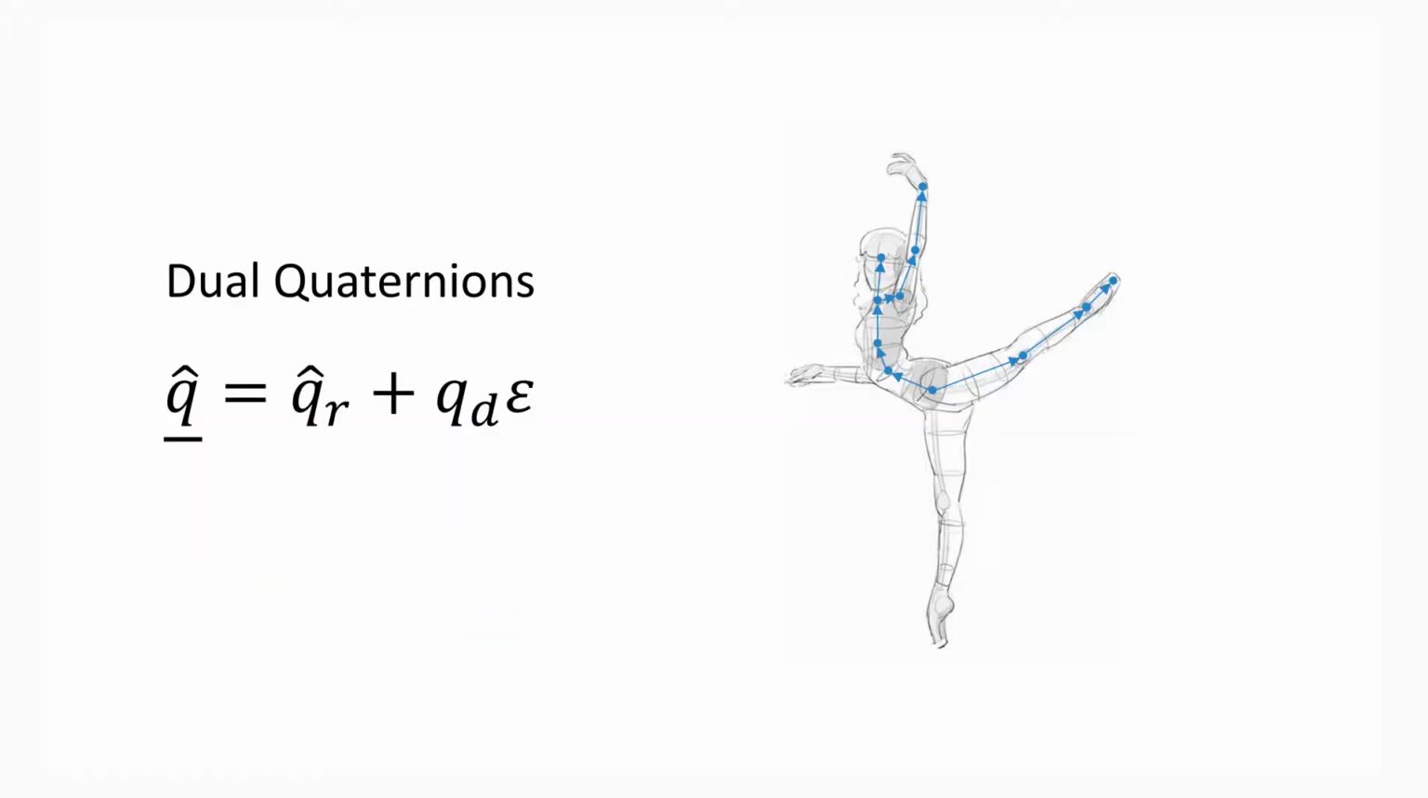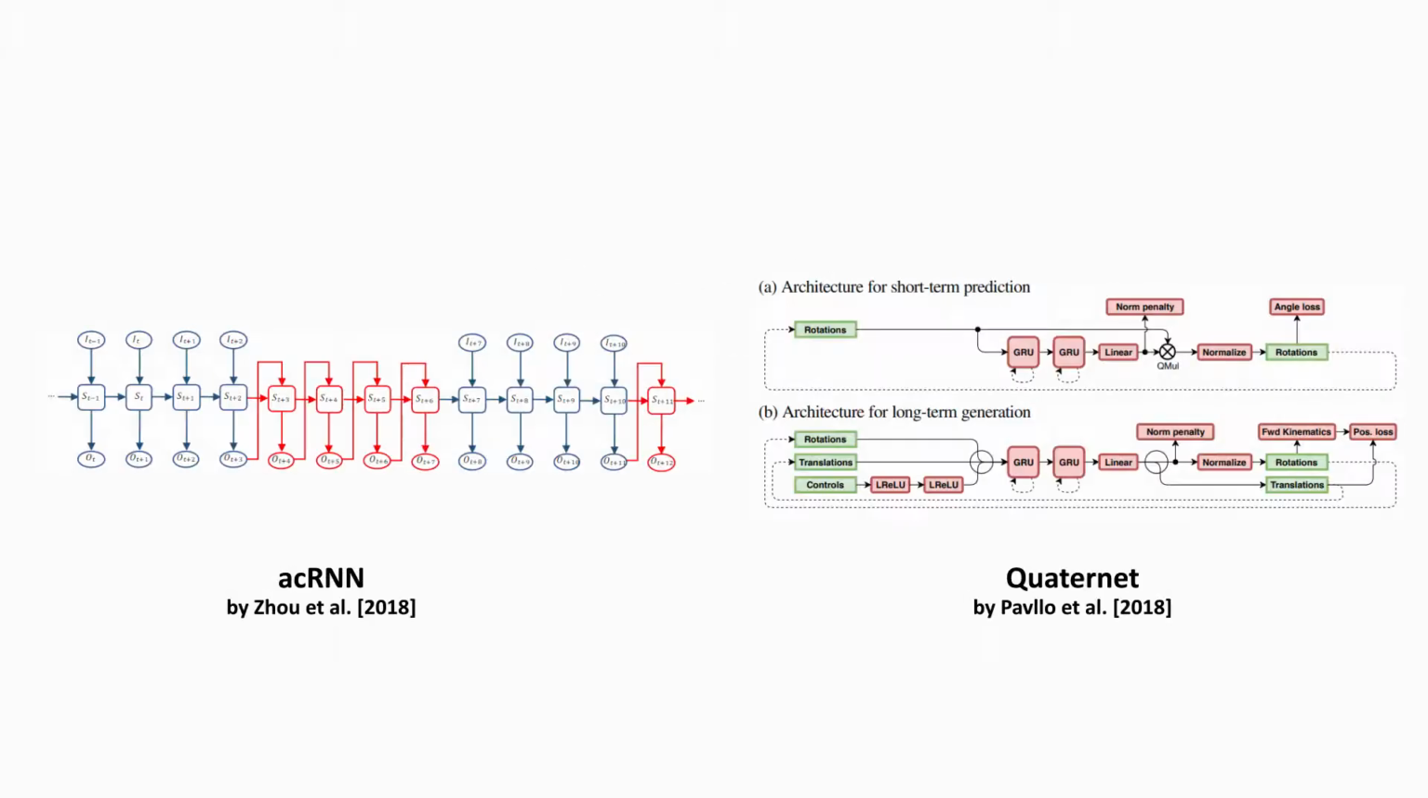In this work, we present a hierarchical motion representation based on dual quaternions, which can encode prior skeletal information by simultaneously describing current displacements and rotations in a root-centered manner. To evaluate the performance of our representation, we incorporate it into two state-of-the-art networks, namely the ACRNN and the QuaterNet.